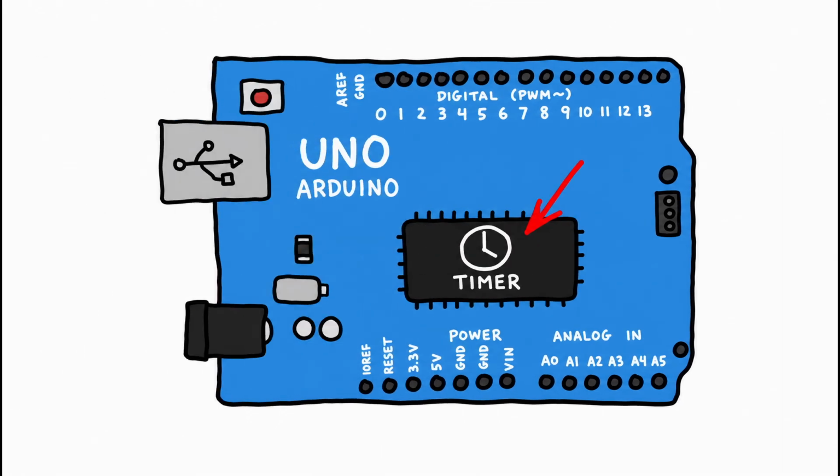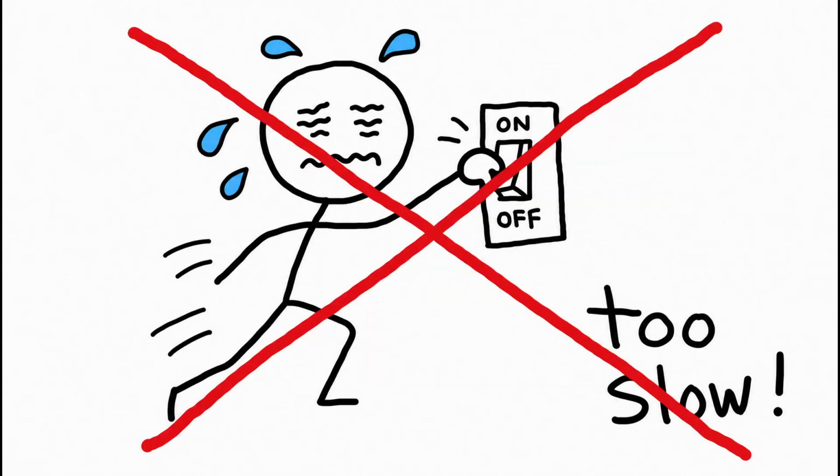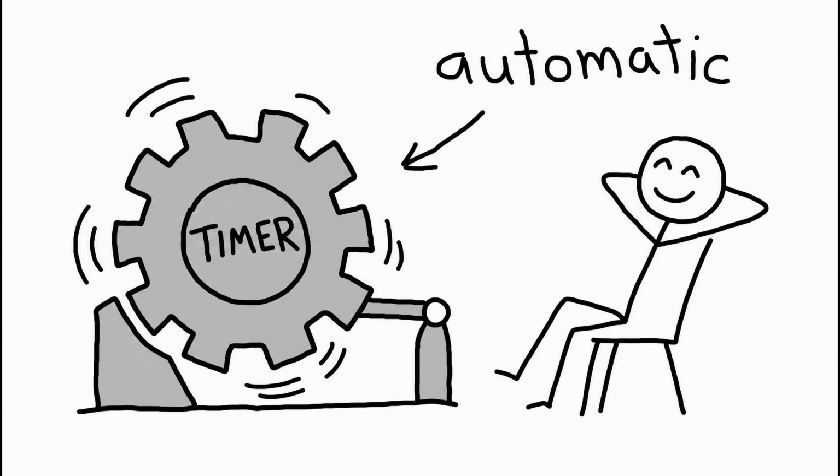In a microcontroller like an Arduino, PWM is handled by a hardware peripheral called a timer. You don't manually toggle the pin in your code. That would be too slow and inconsistent. Instead, the timer does it automatically in the background, perfectly timed, while your code does other things.